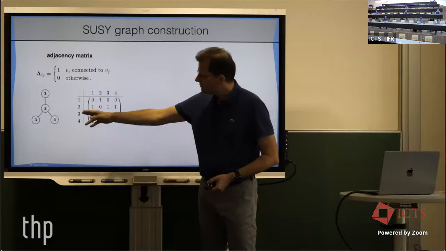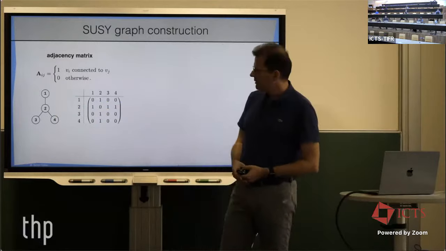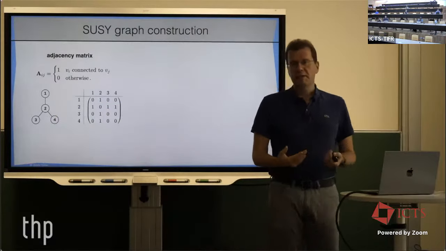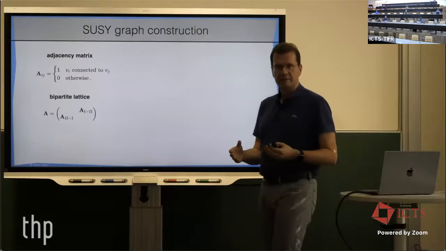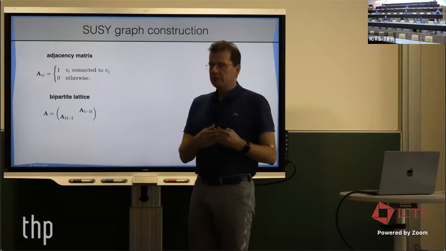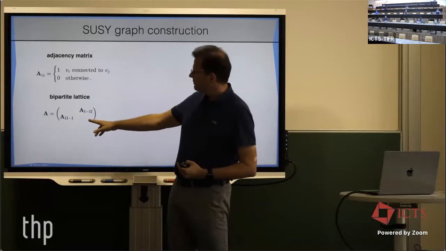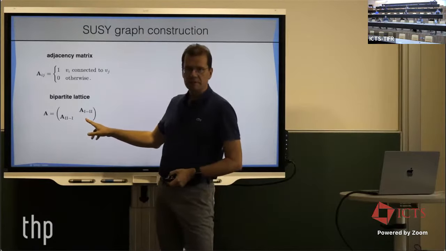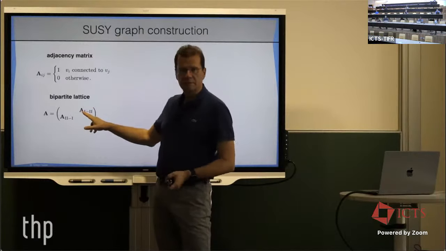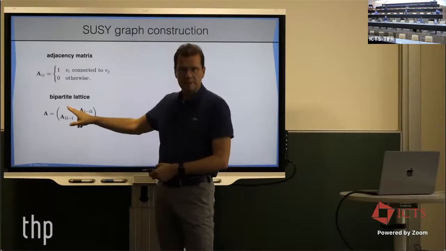otherwise it's 0. So for this very simple graph, it's 4 sites which are connected in this triangular fashion here, and that would be the adjacency matrix. Now, if I take a bipartite lattice, a lattice that decomposes into 2 sublattices, 1 and 2, and I want that only coupling between these 2 sublattices exists, this bipartite lattice will have an adjacency matrix that looks like this. It's off-diagonal, because you couple sublattice 1 to sublattice 2, and vice versa, but there is no coupling within the sublattices.